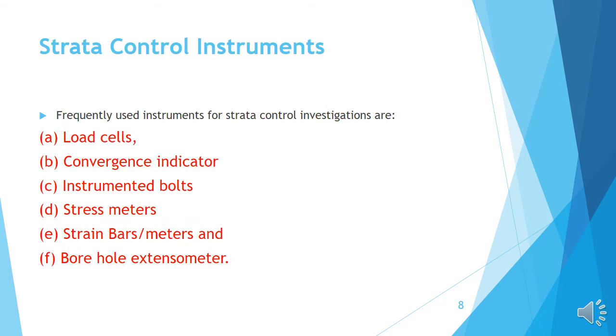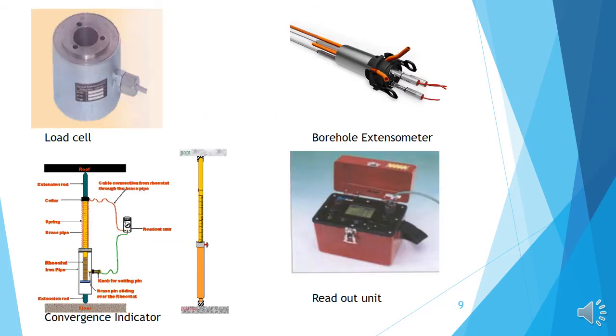Now we will look at the strata control instruments, the frequently used instruments for strata control investigations. First are the load cells, convergence indicator, instrumented boards, stress meter, strain bars, and borehole extensometer. Load cell, borehole extensometer, convergence indicator, readout unit. These are the pictorial views of these instruments that are generally used in strata control.